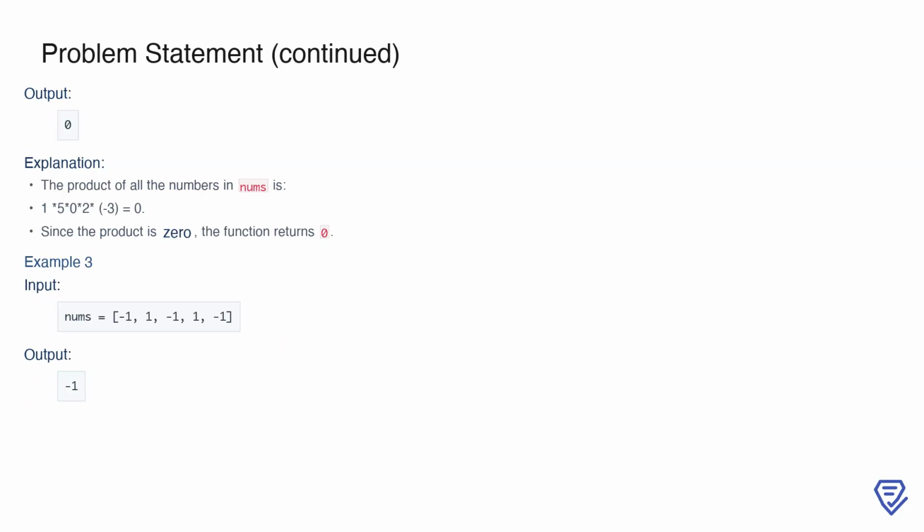Now, consider another example where the input array is nums equals 1, 5, 0, 2, -3. Here, the product of the numbers is 1 * 5 * 0 * 2 * -3, which equals 0. Notice that the presence of a 0 in the array makes the entire product 0, no matter what the other numbers are. As a result, the function returns 0 because the product is 0.